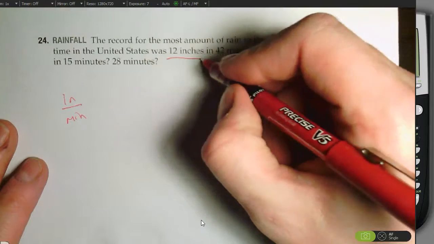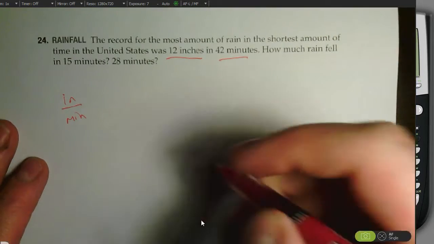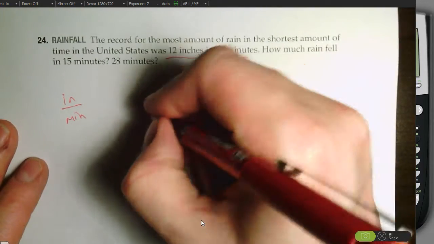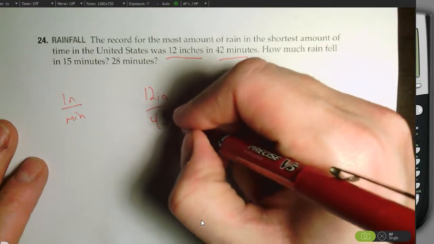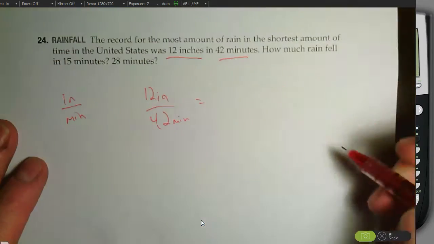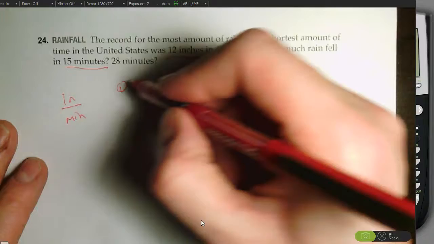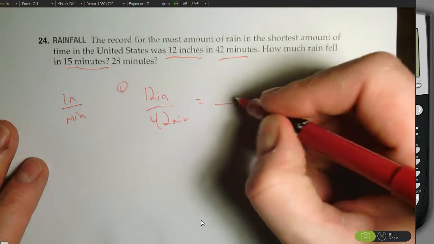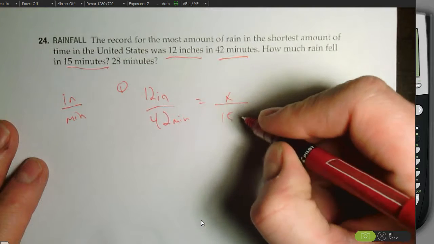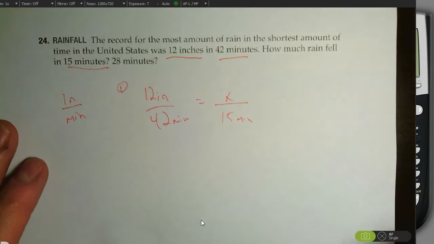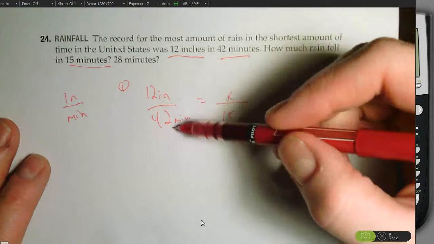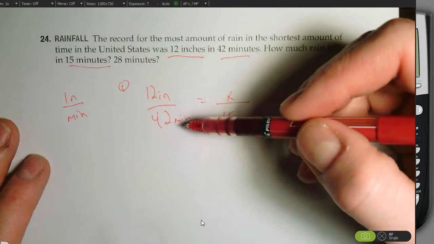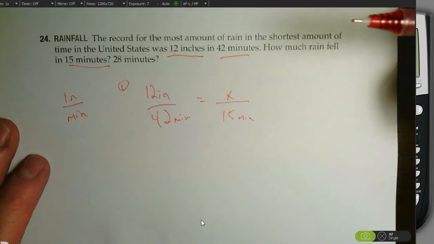So I know it was 12 inches in 42 minutes. So I'm going to put 12 inches over 42 minutes. The question for part 1 is, how much would I expect to have in 15 minutes? So that means x inches over 15 minutes. Now, one thing about proportions that didn't pop up in the previous problem is, if this fraction reduces here, reduce it. It makes your arithmetic so much easier to do.